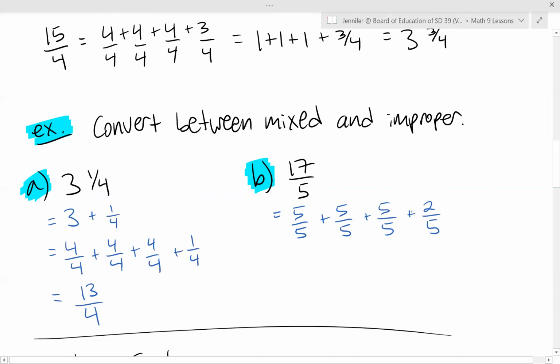So again, if we added those numerators, they add up to 17. This is the same as 1 plus 1 plus 1 plus 2 over 5. So then that's going to be 3 2/5.